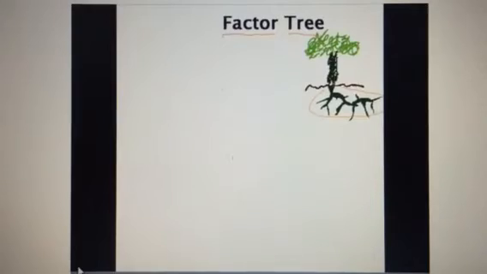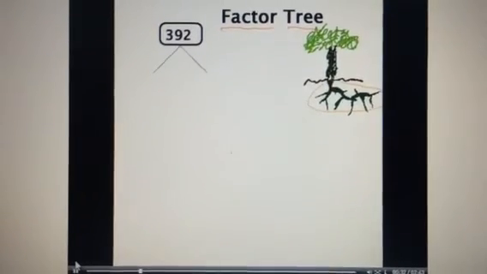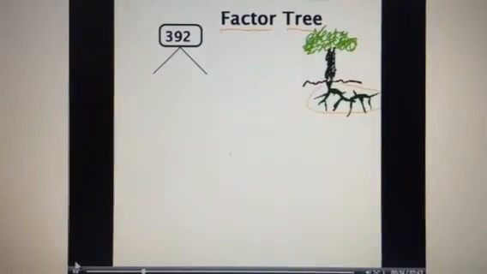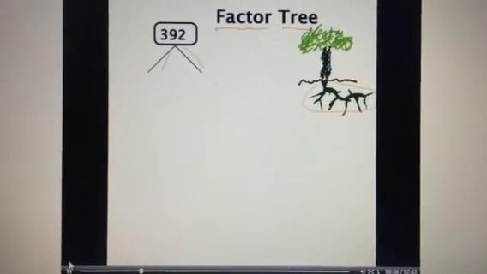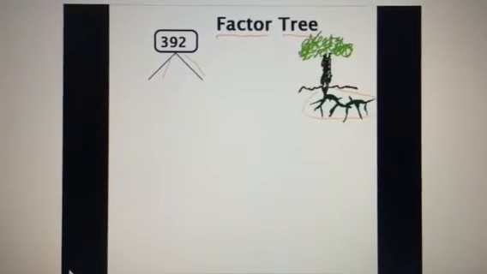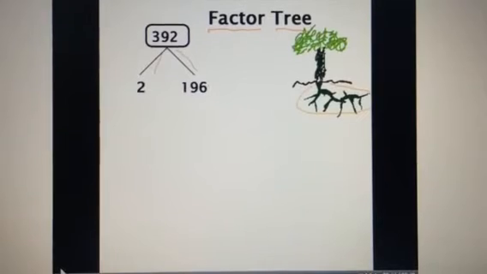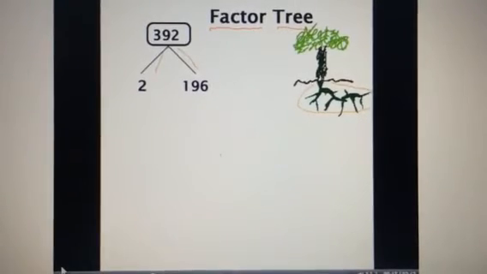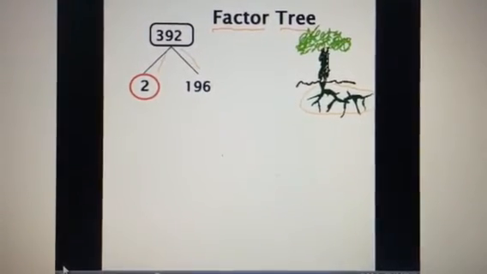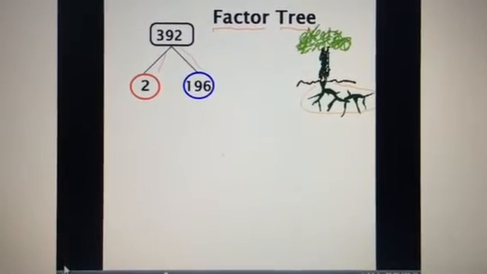So let's try factoring down 392. Well, the first thing we're going to do is draw a couple of roots, similar to the ones that we find below a tree, if you have creative imagination anyhow. So 392 divided by 2 is going to give us 196. So we know 2 is a prime number, and we can finish ourselves with that. But 196 we can still factor down even further.